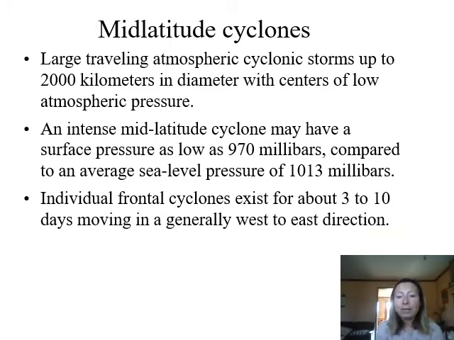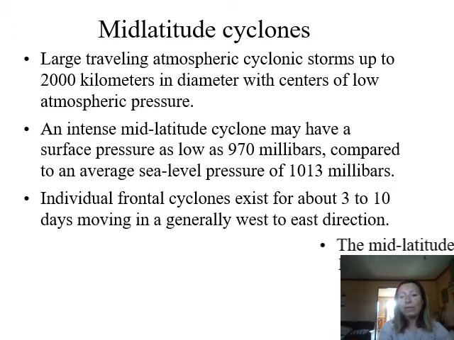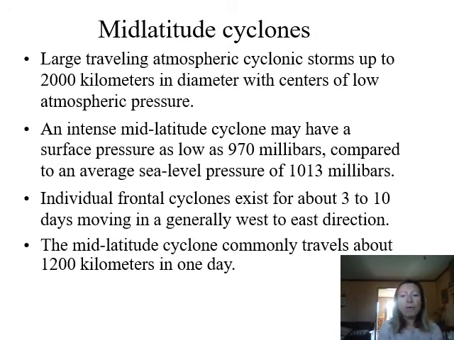Individual frontal cyclones usually exist for about 3 to 10 days, on average a week, moving generally west to east. So they are moving from the Pacific Ocean over the Great Plains towards the Midwest. They regenerate over the Great Lakes, and then they move towards the Atlantic Ocean. And then this pattern continues over the Atlantic towards the European continent, and they're moving all around the globe. The mid-latitude cyclones commonly travel about 1,200 kilometers in one day.